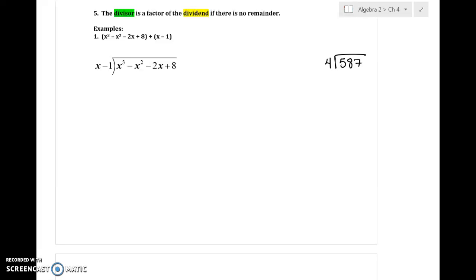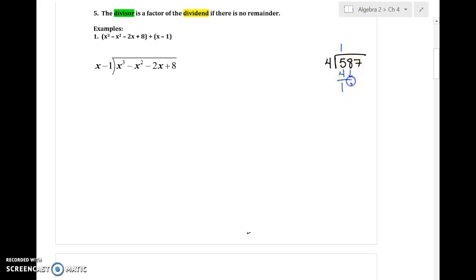To do long division, like in 587 divided by 4, you start by thinking about how many times can 4 go into 5? One time. 1 times 4 is 4. What do you do with that 5 and 4? You subtract them. That gives you 1 left over.